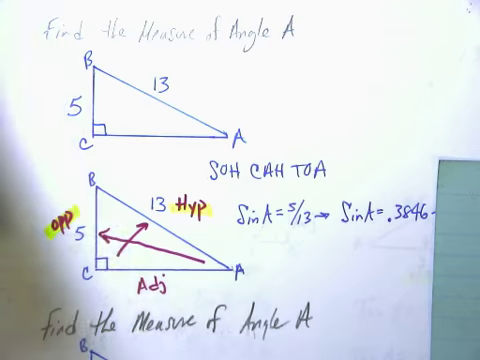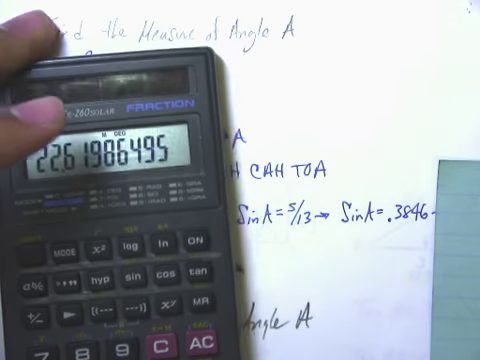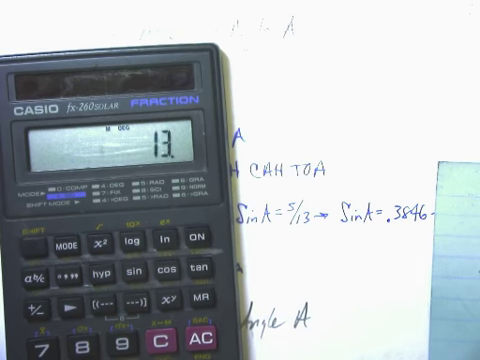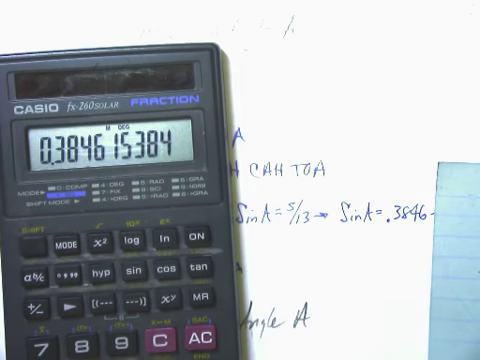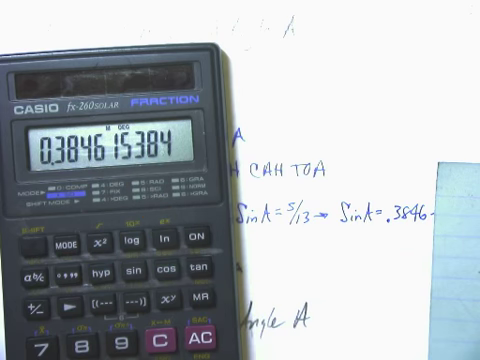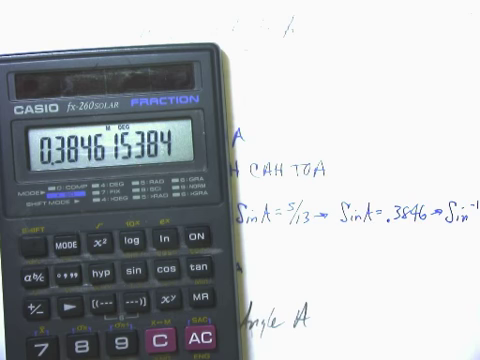Now, remember, I want to find the angle, right? So if I want to find the angle, I'm going to have to use the inverse function. So let's go here. So here is 5 divided by 13. I get a decimal. It's 0.3846. This is a 1, so this stays a 6. So I went to four decimal places.